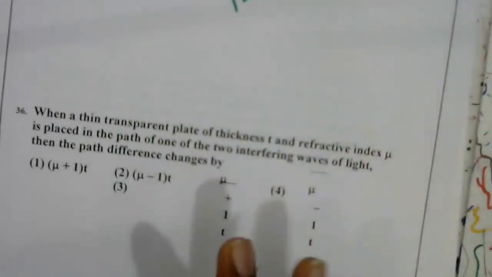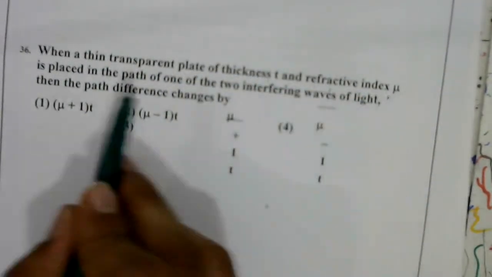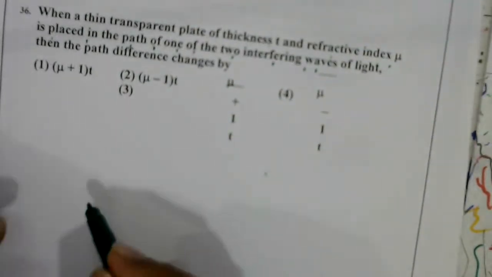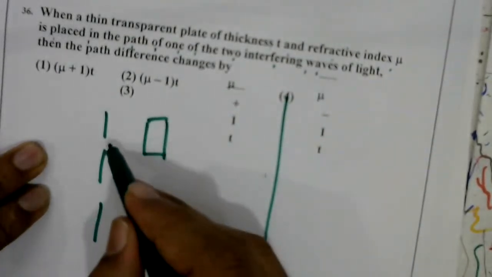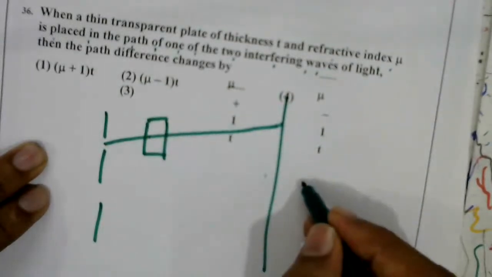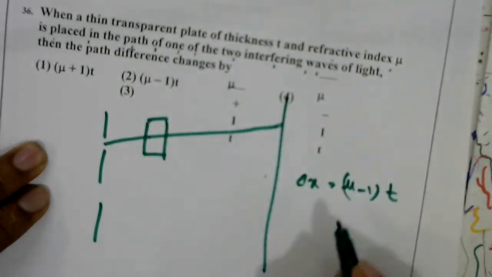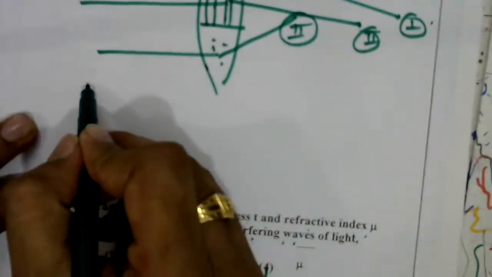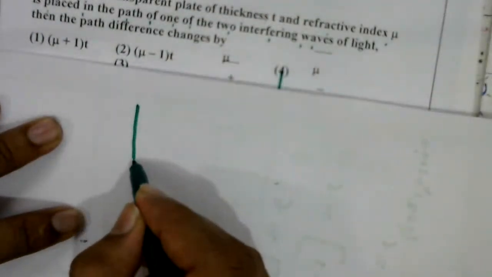Okay, hope you understood. When a thin transparent plate of thickness T and refractive index mu is placed in the path of one of the two interfering waves of light, then the path difference is like this. If it is placed like this, the light rays will pass. The path difference delta x is equal to what? Mu minus 1 into T. Mu minus 1 into T, the path difference. Shall I explain this one? It is important. I'll explain this one.